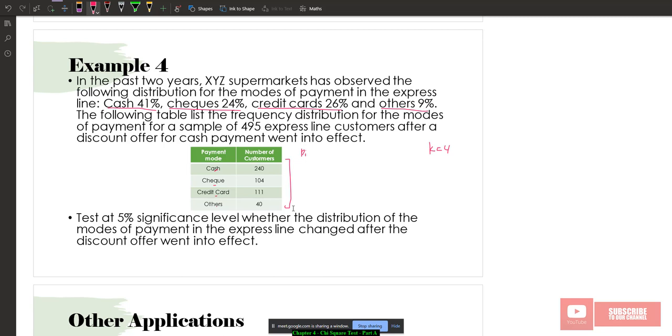The probability of success for cash is 0.41, then 0.24, 0.26, and 0.09. And now we can find the expected frequency. The total here should be equal to 495. You multiply: 495 multiplied by 0.41 becomes 202.95, and so on.